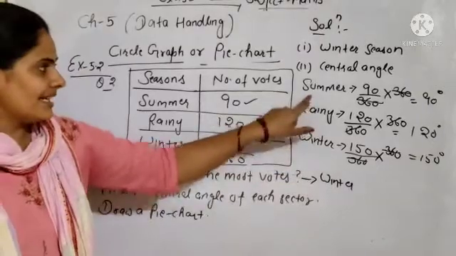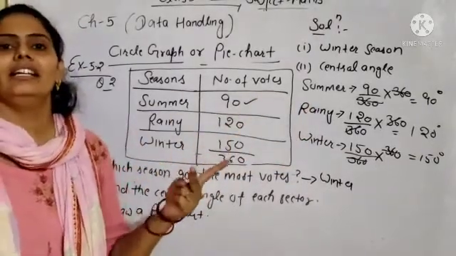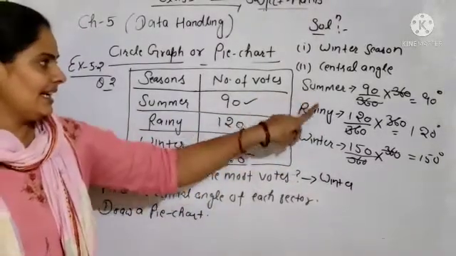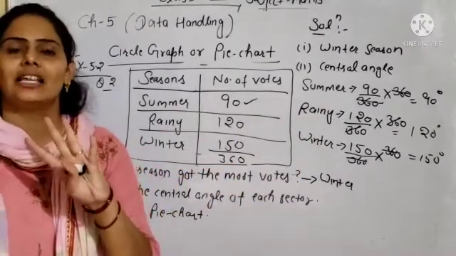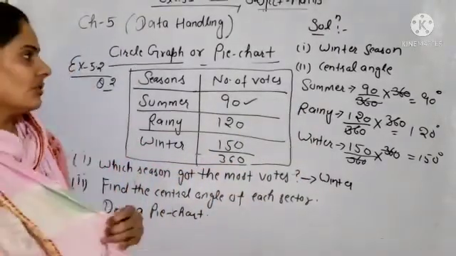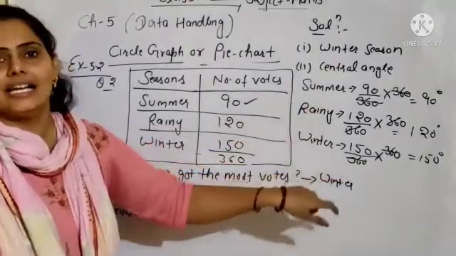Each sector means the summer sector, rainy sector, and winter sector. You are dividing the circle into three sectors, because three data are given, so you will divide it into three sectors only. And what will be the central angle of each sector?